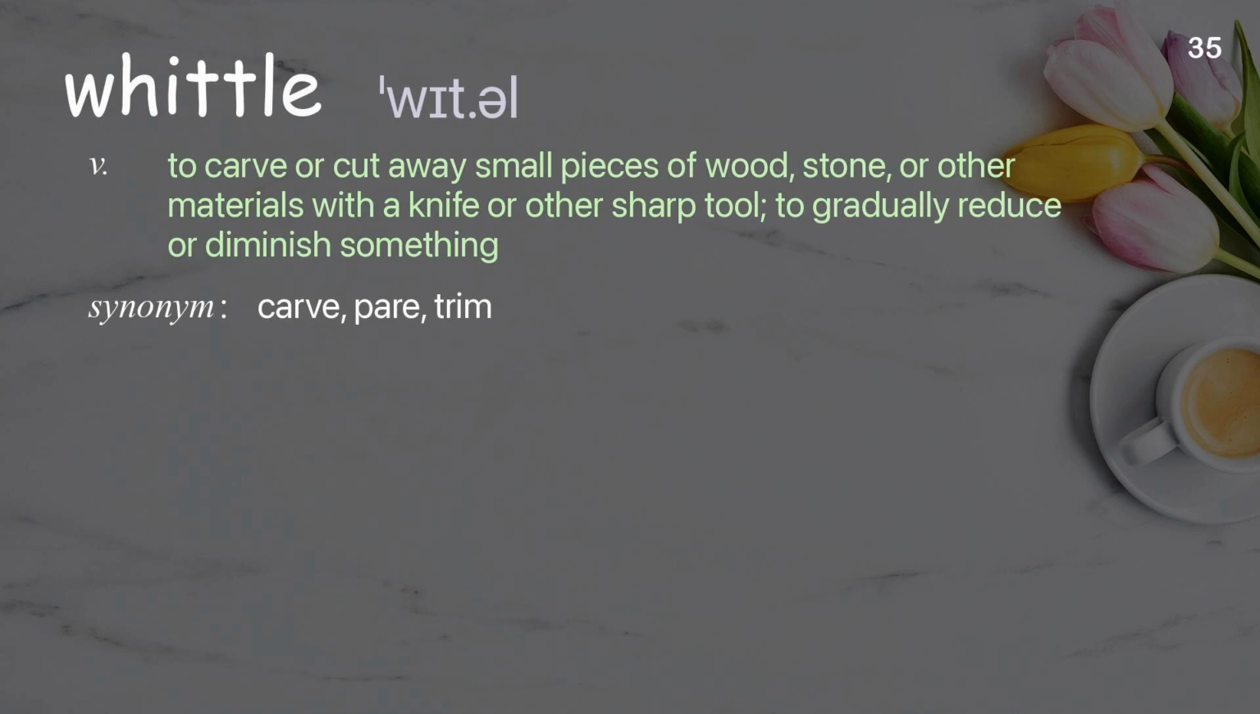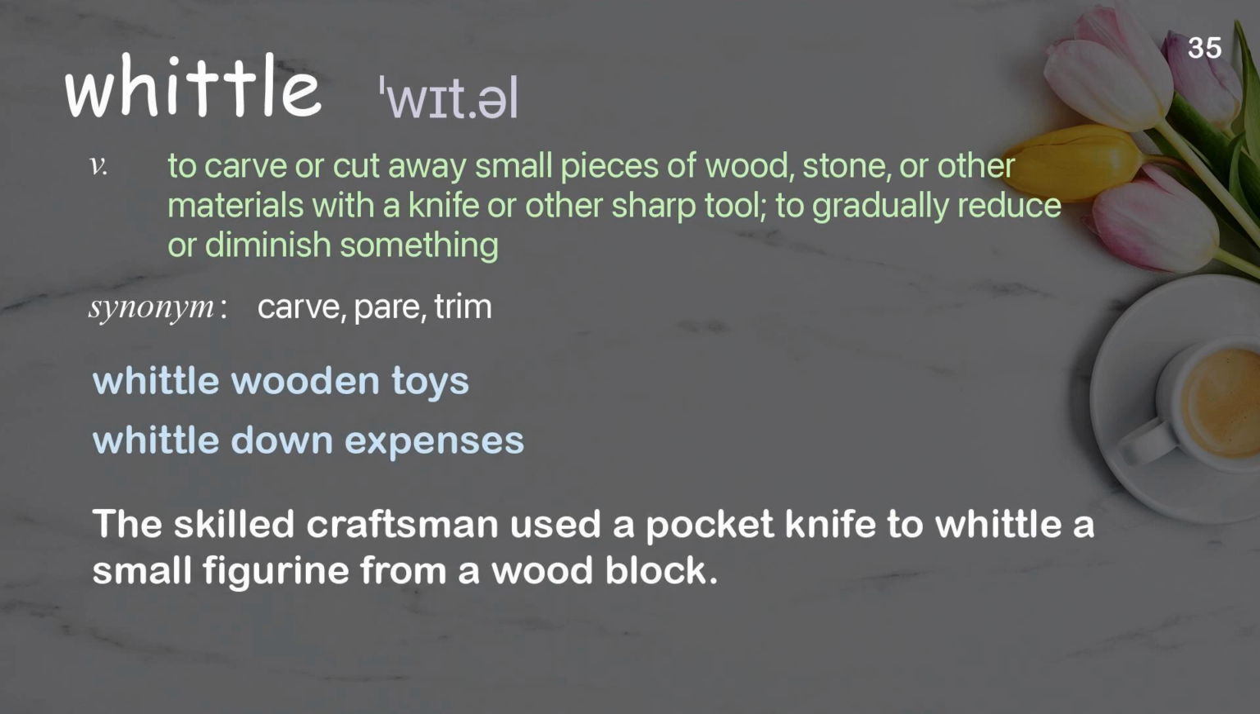Whittle. To carve or cut away small pieces of wood, stone, or other materials with a knife or other sharp tool; to gradually reduce or diminish something. Examples: Whittle wooden toys. Whittle down expenses. The skilled craftsman used a pocket knife to whittle a small figurine from a wood block.